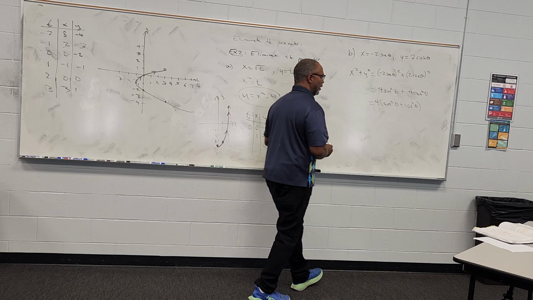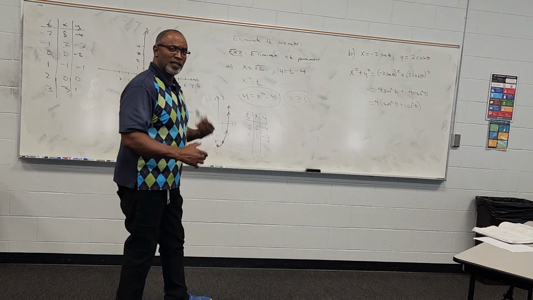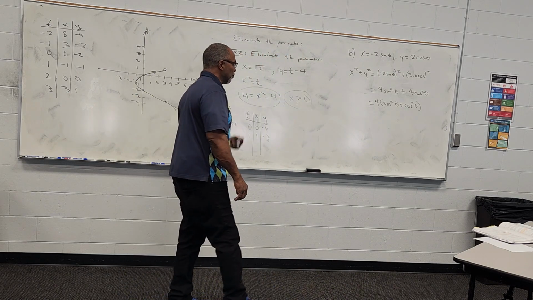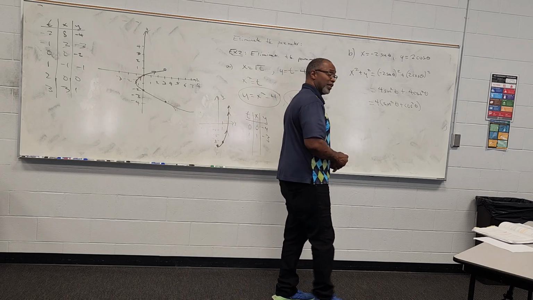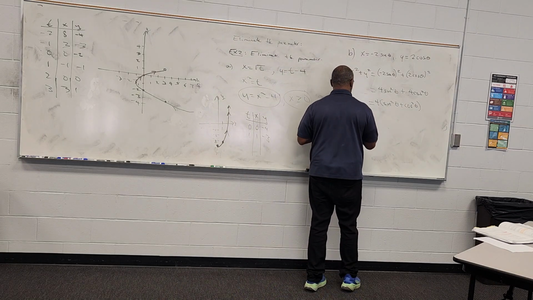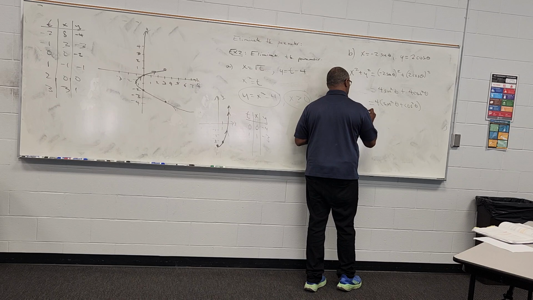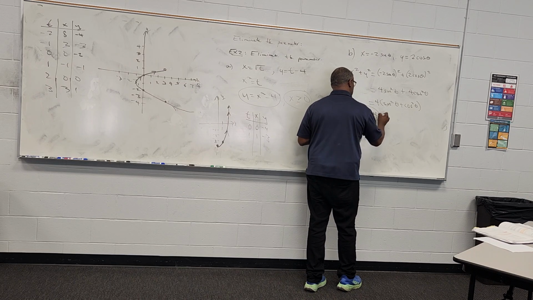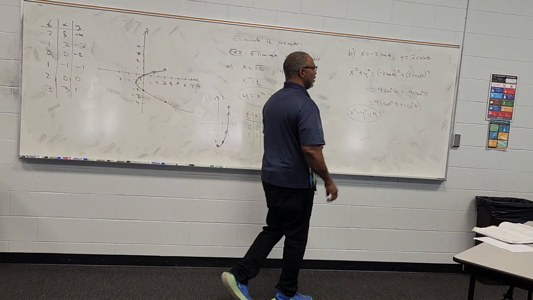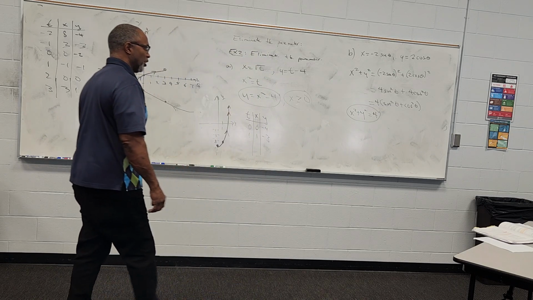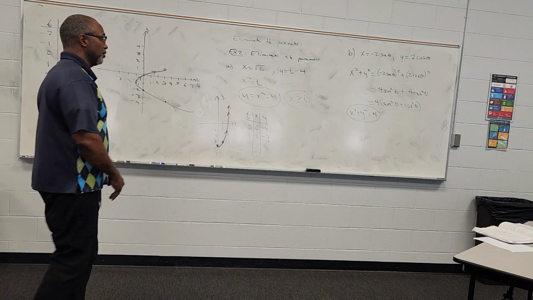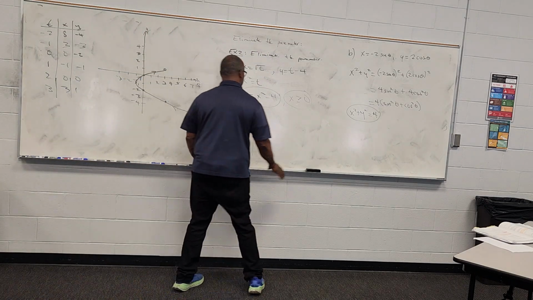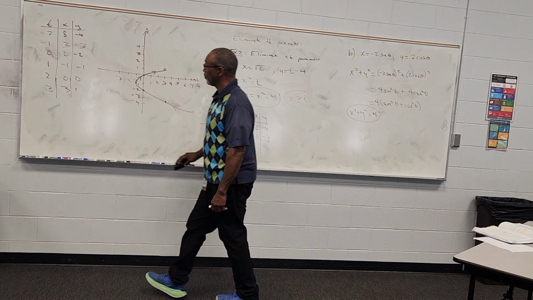Pull out the 4, you get that. That should look familiar. That's one of those Pythagorean identities: sine squared theta plus cosine squared theta is 1. So x squared plus y squared equals 4. That would be the corresponding rectangular equation. We've eliminated the parameter. We get x squared plus y squared equals 4.